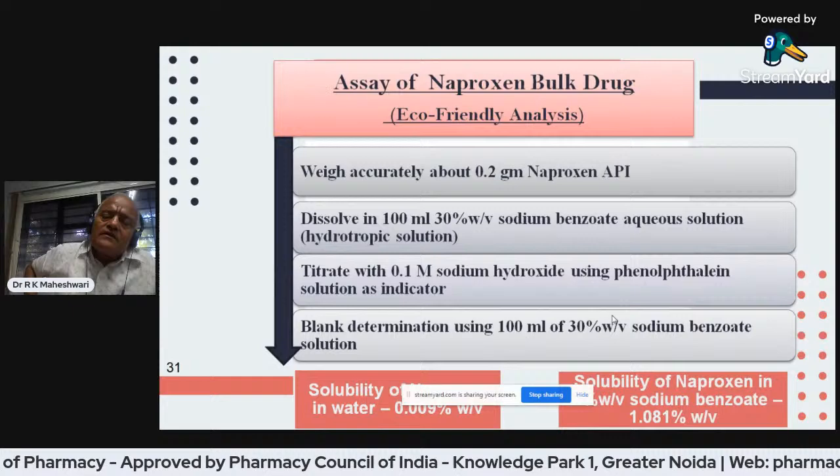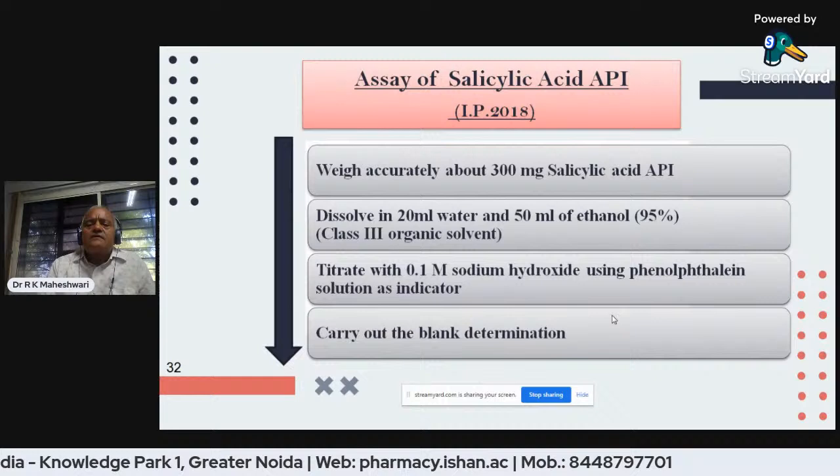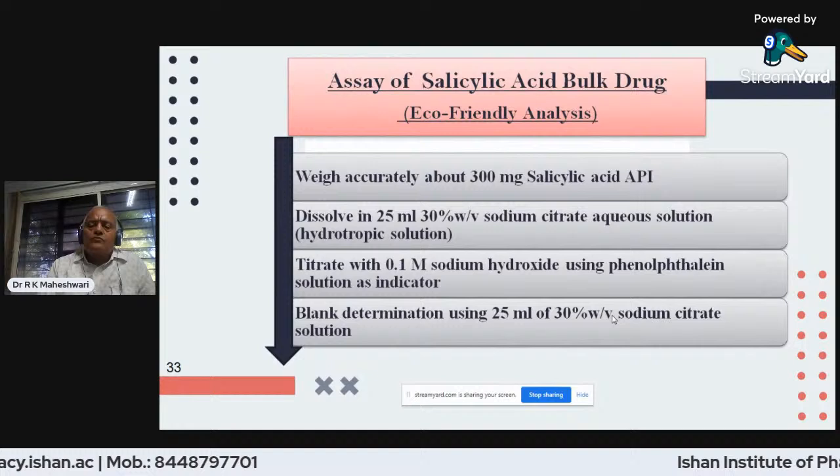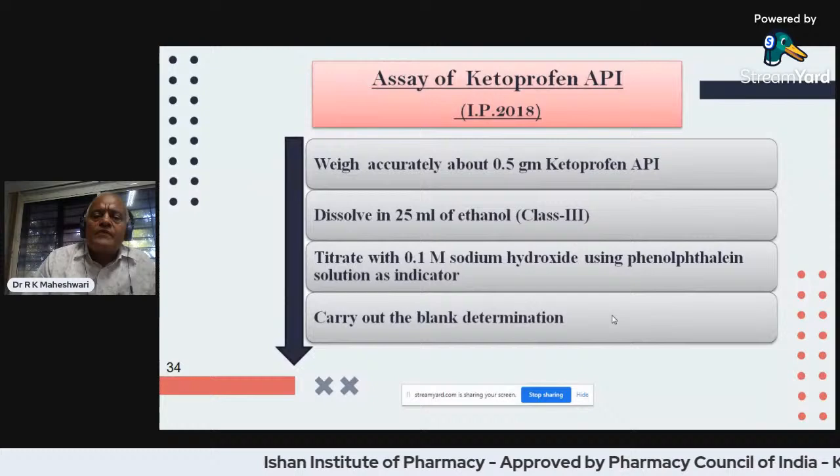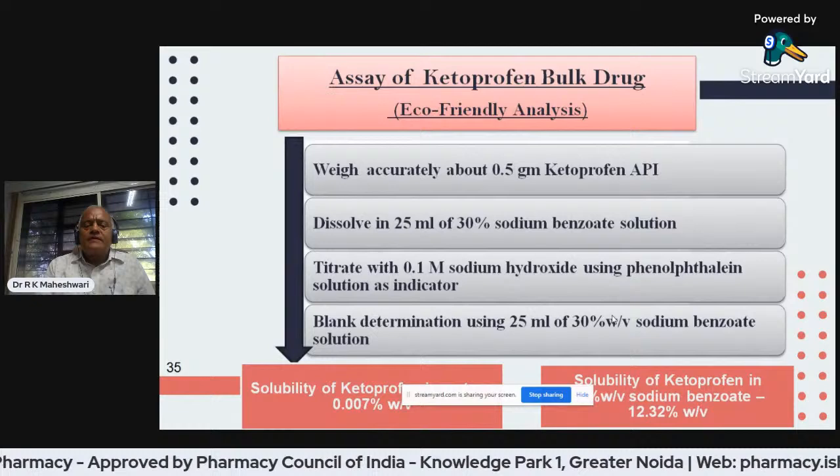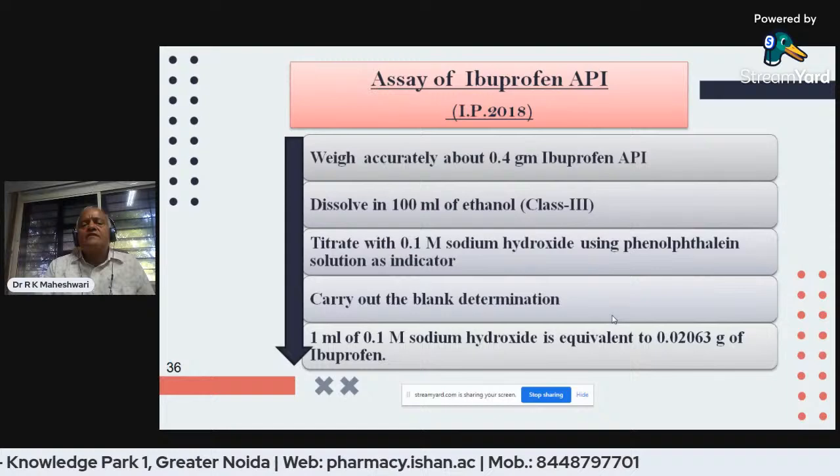Now, in the case of salicylic acid API, the IP method involves ethanol for dissolution. That ethanol can be replaced by sodium citrate solution, a hydrotropic solution. Ketoprofen involves the use of ethanol. In the IP/BP method, ethanol has been replaced by sodium benzoate solution. Ibuprofen API involves the use of ethanol for its dissolution. Ethanol has been replaced by sodium benzoate solution in the usual manner.